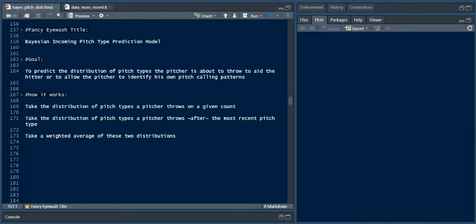But we want to know what's the distribution of pitch types that a pitcher throws after fastballs. Since he just threw a fastball on 3-1, what does he throw after fastballs? So then we have these two distributions, and what I did was I just took a weighted average of these two distributions. That's pretty consistent with how Bayesian estimation works. It is a little bit more complicated than that, but that's the basics.